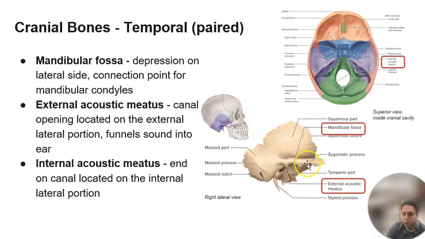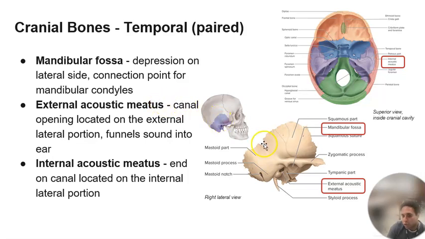Next, if we go down from the zygomatic process over here, you'll see a shallow indentation, which is the fossa. We call this the mandibular fossa. It's a depression on the lateral side of the bone and a connection point for the mandibular condyles. Again, mandible is another word for mouth. So the mandibular fossa is going to be a connection to the mandible, specifically through the mandibular condyles, which we're going to go over when we go over the facial bones.